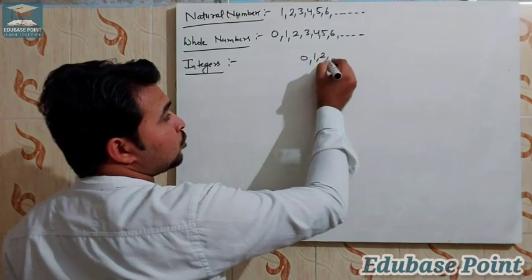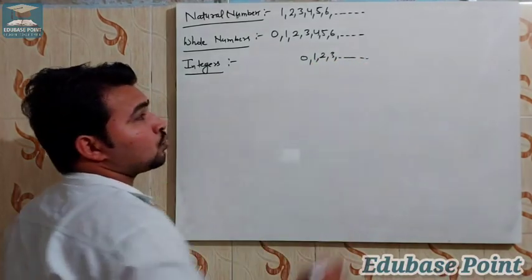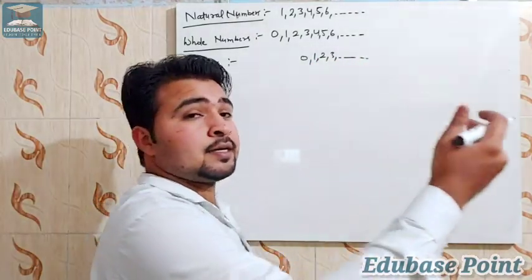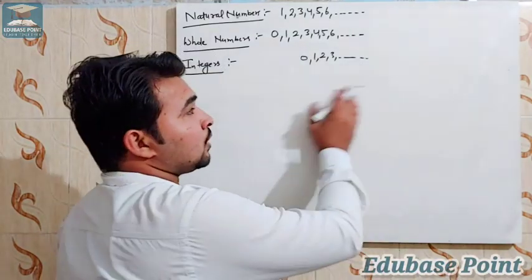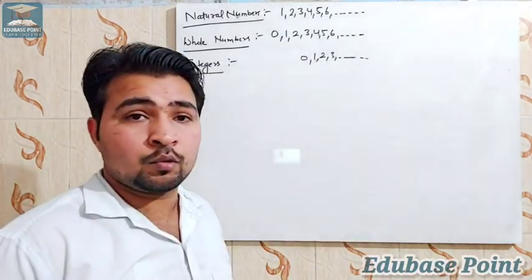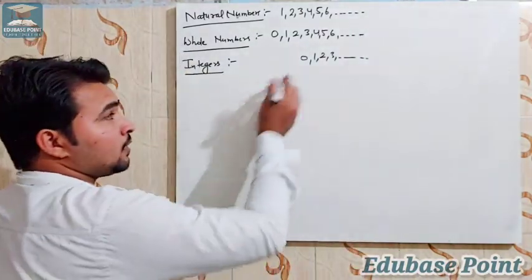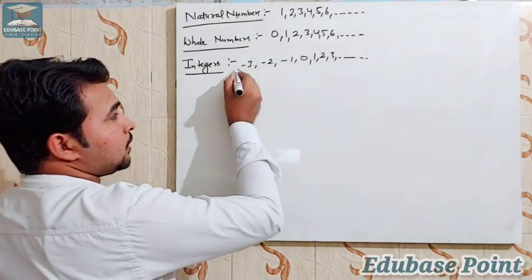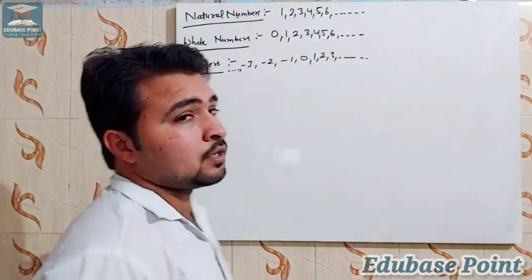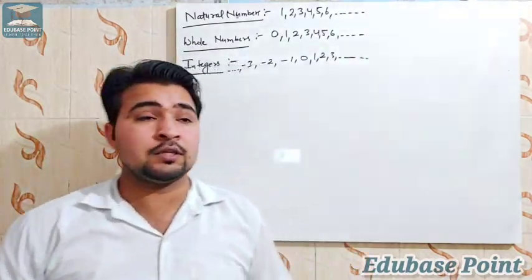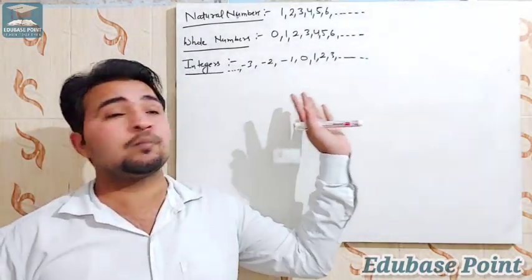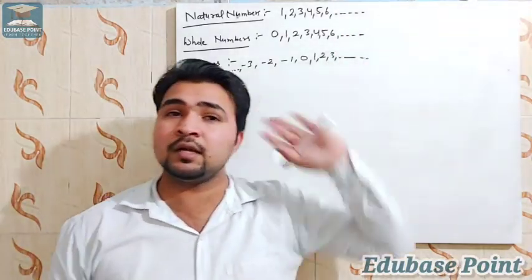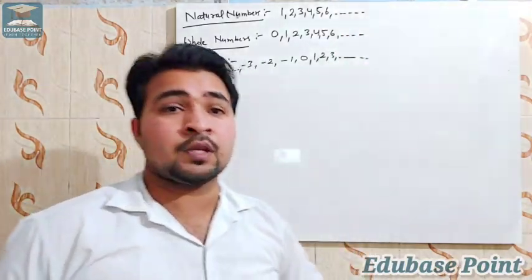How do we write it? 0, 1, 2, 3 and so on. On the right-hand side, you keep going through the positive parts, and on the left side you go through the negative parts and so on. There will be no end of positive natural numbers and negative natural numbers, similarly whole numbers, similarly natural numbers.